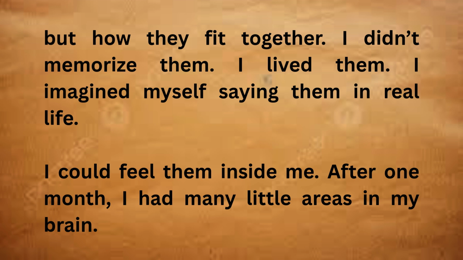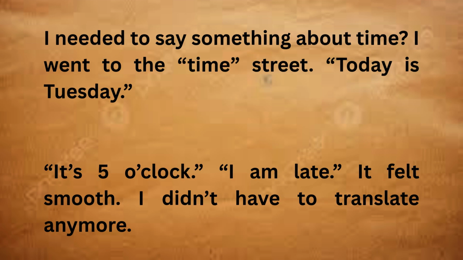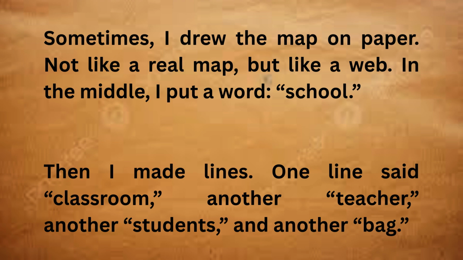After 1 month, I had many little areas in my brain. They were not messy. They were organized like a small city. Each word had neighbors. Each idea had a home. When I wanted to say something, I didn't feel lost. I just walked to that part of the map in my mind. I needed to say something about time. I went to the time street. "Today is Tuesday. It's 5 o'clock. I am late." It felt smooth. I didn't have to translate anymore. Sometimes I drew the map on paper. Not like a real map, but like a web.